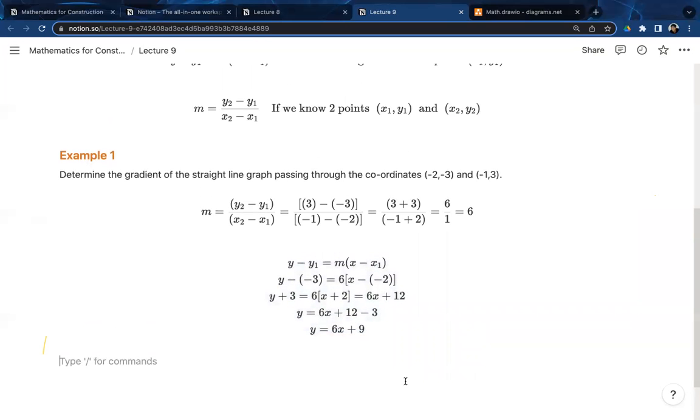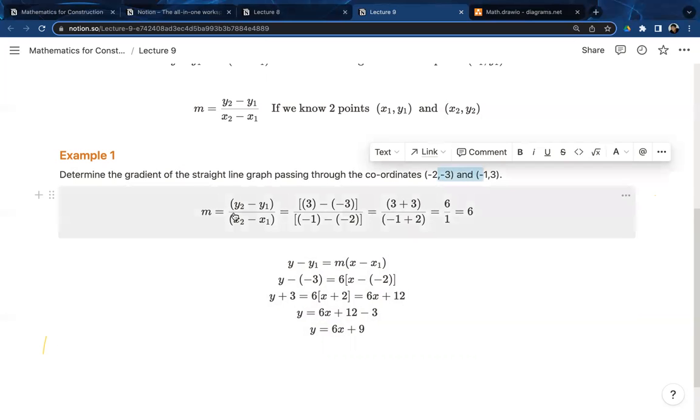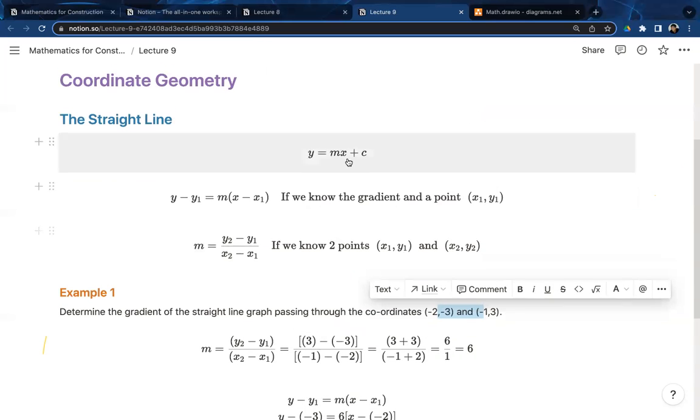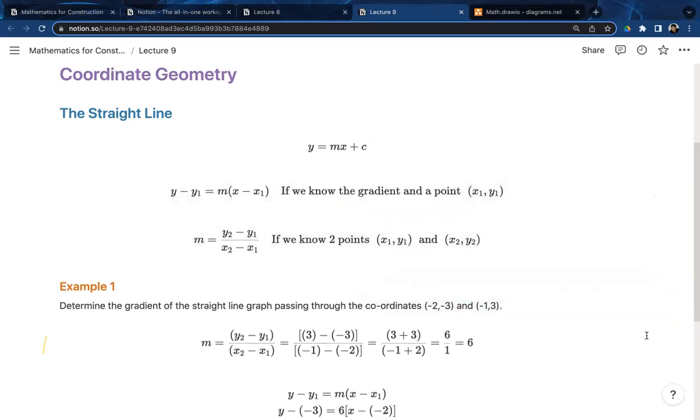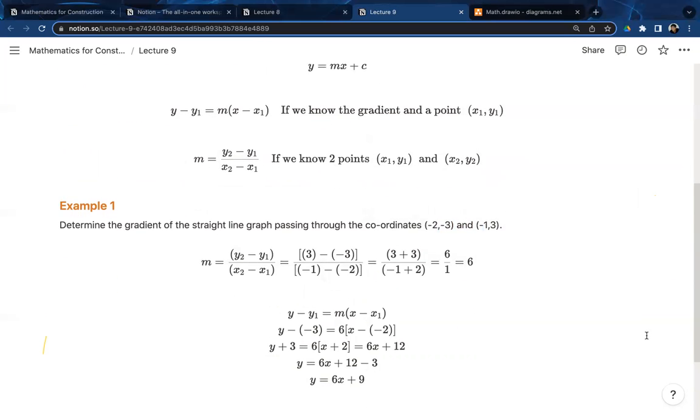And you have to convince yourself too that it works for the other point. Like if we substitute x equals -1 into this equation here, that's -6 plus 9, that's +3. So you get +3. So these 2 points are on the line. This is how you'd work out the equation of a line given 2 points. First thing, you find the gradient, and then you use one of the formulas for the equation of a line, any one of these two guys here, to find the equation.